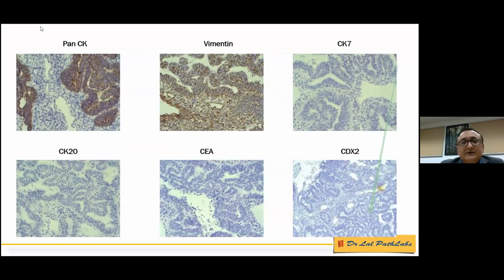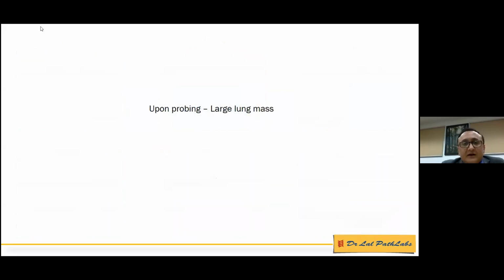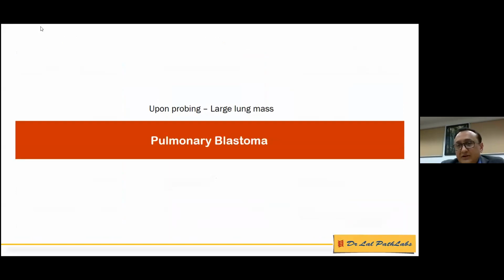But when we did IHC, everything was negative except for pancytokeratin and vimentin. There was some non-specific staining for some of the markers like CD99, but then, we did almost 20-25 markers in this case and nothing was coming positive. Upon probing, it was found that there was a large lung mass in this case. So going back to HE, the diagnosis was actually pulmonary blastoma, which had metastasized to thigh.